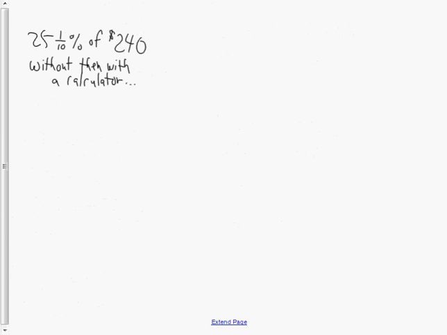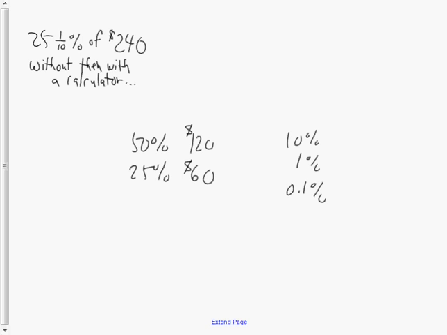The next question is 25 1/10% of $240. It says without, then with a calculator. So 50% we know mentally is half, which is $120. And 25% is half of that, which is $60. So right now I know 25%. Now 10%, 1%, and 1/10% are all just moving the decimal. So 10% would be $24, 1% would be $2.40, and 0.1% would be 24 cents.